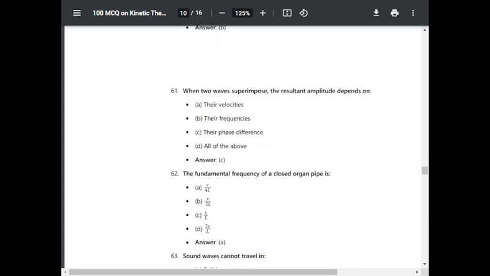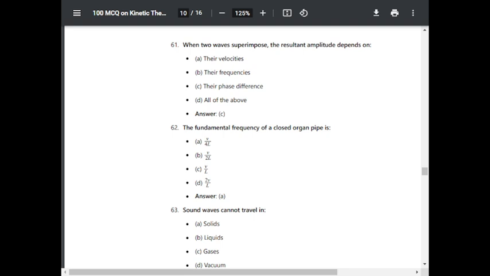Question number 61. When two waves superimpose, the resultant amplitude depends on: option A, their velocity; option B, their frequencies; option C, their phase difference; option D, all the above. The correct answer is C, their phase difference. When two waves superimpose, the resultant amplitude depends upon their phase difference. Option C is correct.